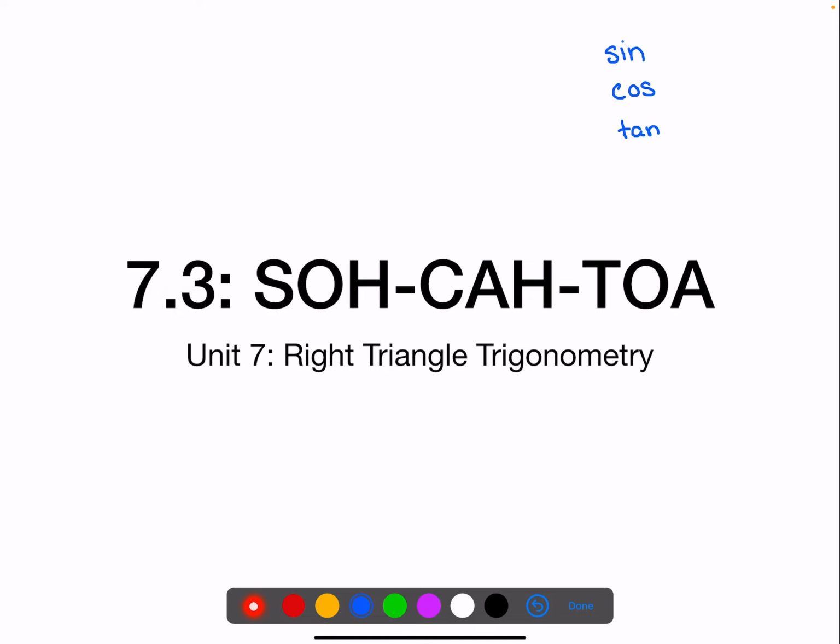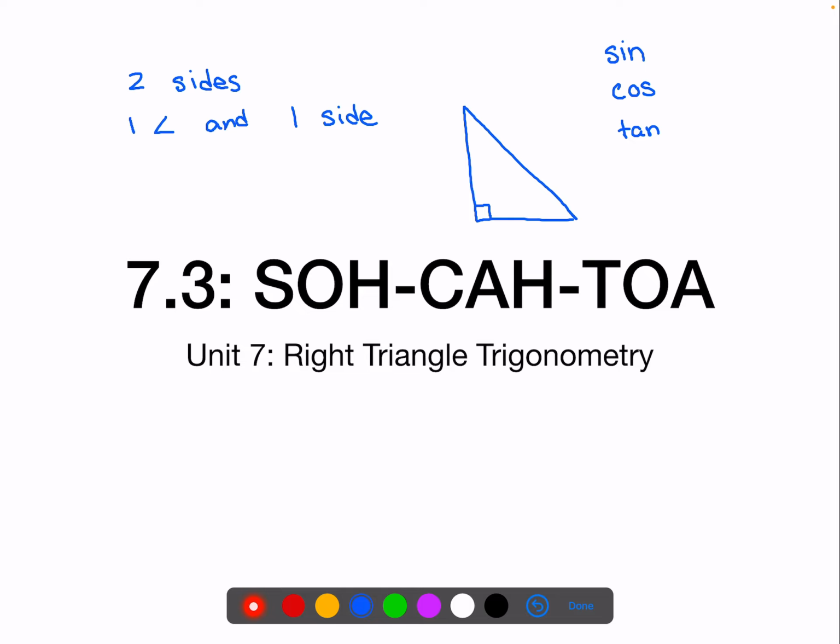So first off, these can only be used in a right triangle. So that's very important. And the only things that we need in order to use trig functions, we either need two sides or we need one angle and one side. And when I say one angle, I'm not talking about the 90-degree angle, I'm talking about one of the other two angles. If we have that information, then we would be able to solve this right triangle using one of our trig functions.